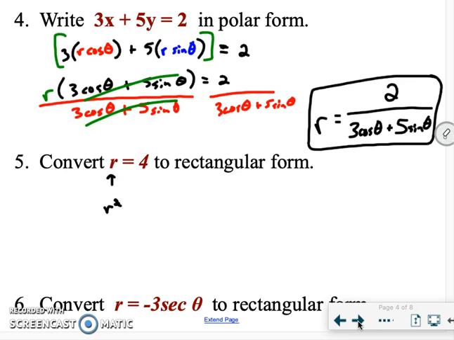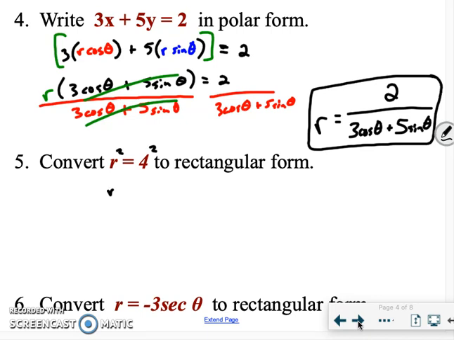So in order to do that, there's really 2 ways of going about it. Number 1 is we could just simply multiply both sides times r, which is going to give me r squared equals 4r. Which is good news on the left side. We can substitute x squared plus y squared in place, but bad news on the right side because I still have an r.